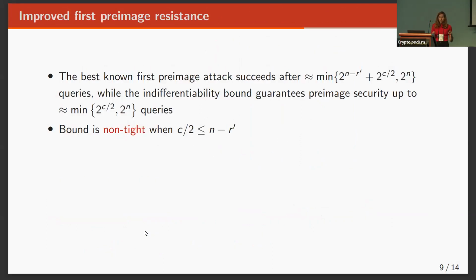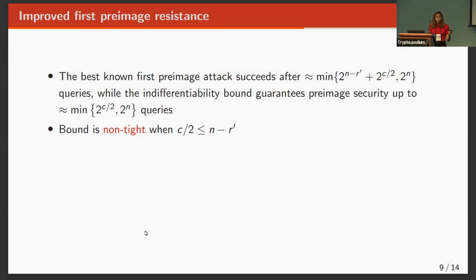Now, adding the generic term on top of that, we obtain the best known first preimage attack, which succeeds after around this number of queries. On the other side, remember that the indifferentiability bound guaranteed preimage security up to this number of queries. So in particular, the cost of the extra step that I described a slide ago does not appear in the indifferentiability bound. Therefore, when the cost of this step is larger than the cost of finding an inner collision, there is a gap between the security bound and the best known attack.